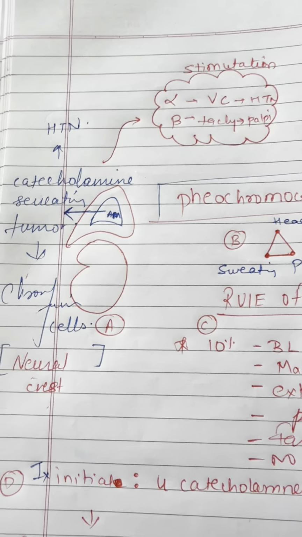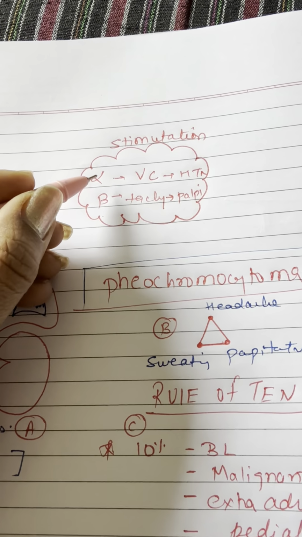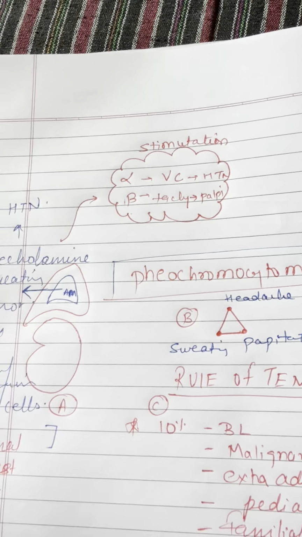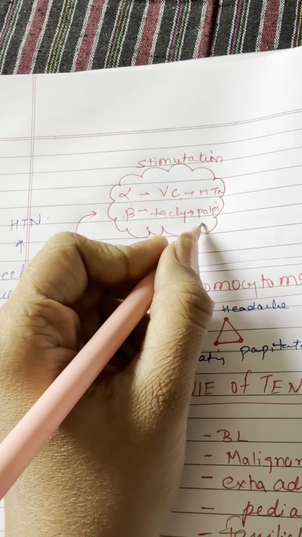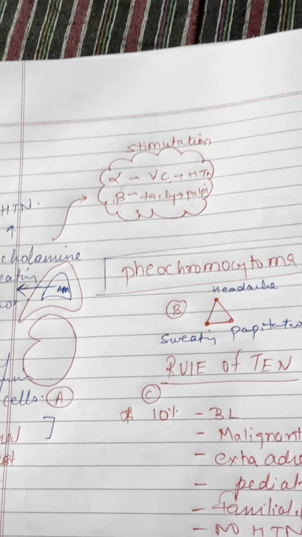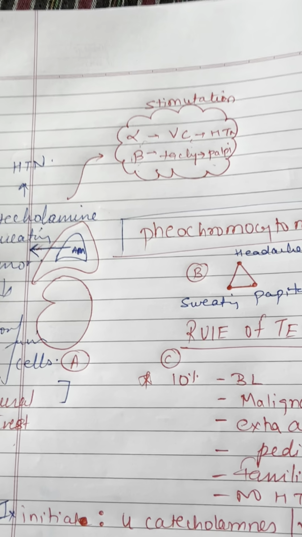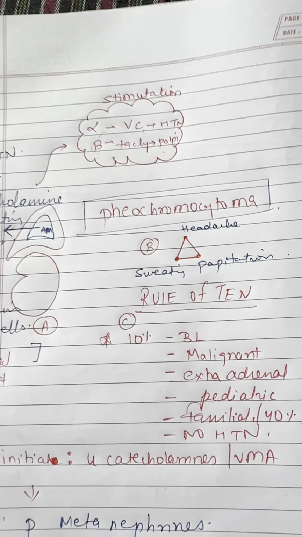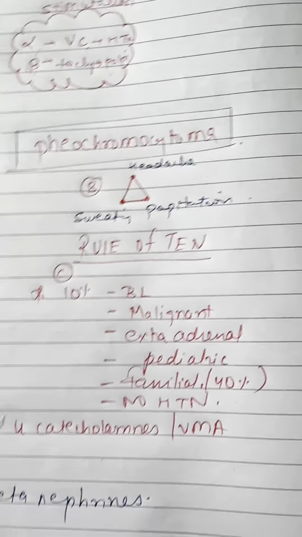As you know, hypertension is not usually seen in young patients. So, two actions: alpha and beta. Alpha stimulation, beta stimulation, because of catecholamines. Alpha causes vasoconstriction, which will ultimately cause hypertension, and beta stimulation causes tachycardia, which causes palpitation in the patient. So a young patient with hypertension, palpitation and sweating, this is the triad seen in pheochromocytoma.